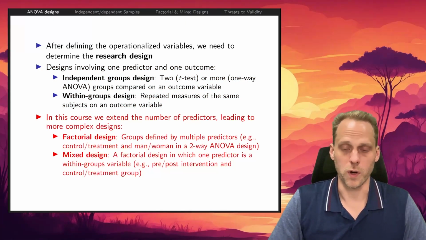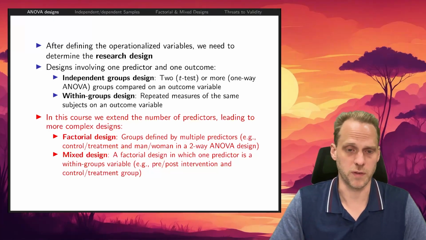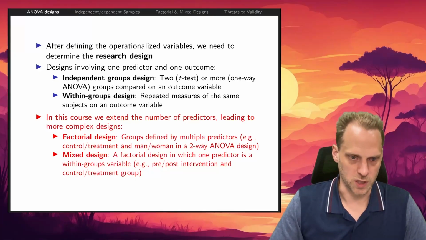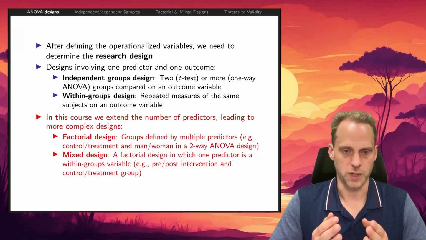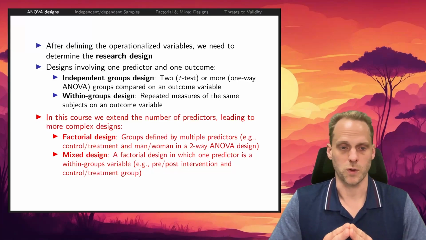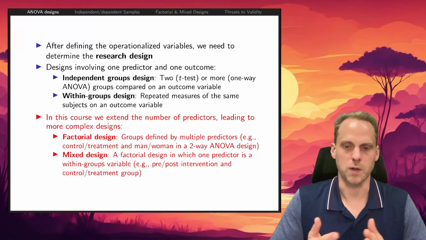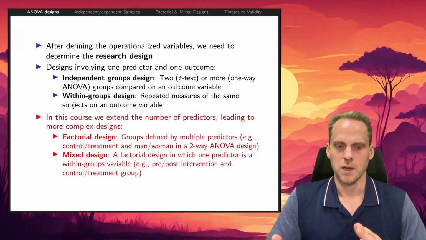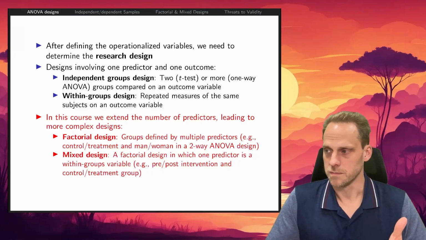Now, if you have more than two variables, and especially if you have more than one predictor, so more than one independent variable, we can have more complicated designs. For example, we can have a design where we have two categorical predictors or independent variables. We call it a factorial design. So now we might have, for example, both a control and a treatment condition, and we look at men and women. And we want to see if those things interact. Maybe the treatment only works for men, but not for women. That might be useful to see.